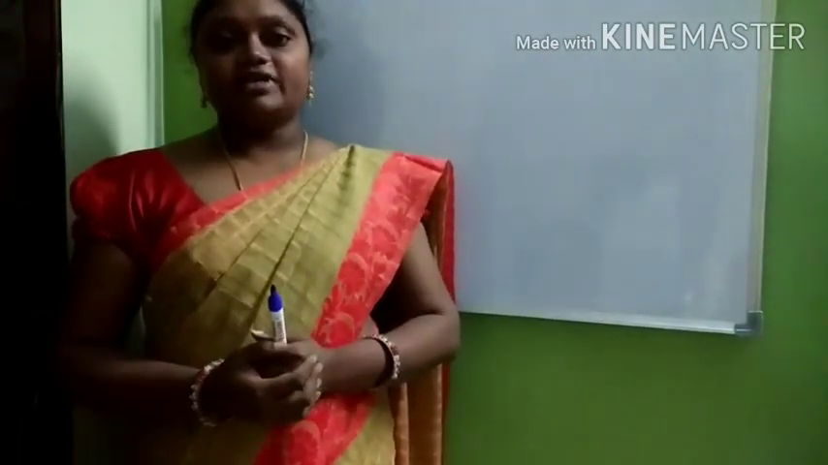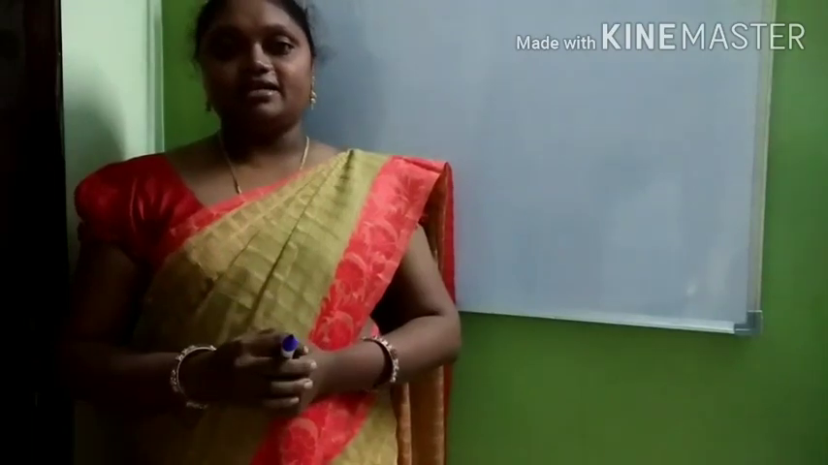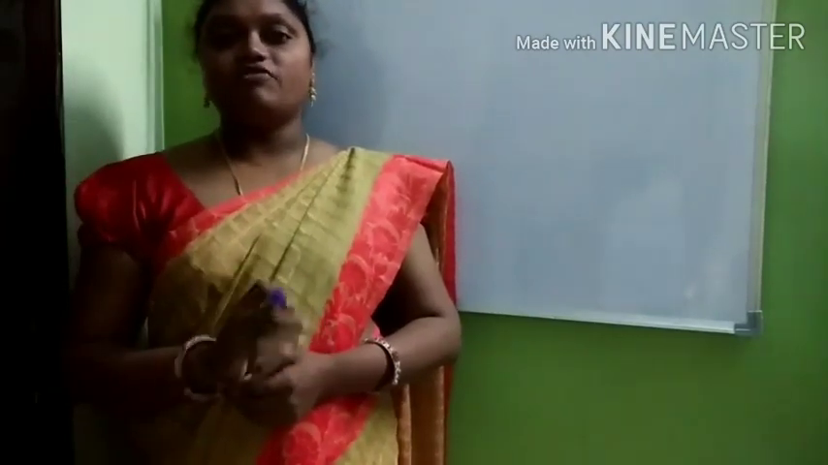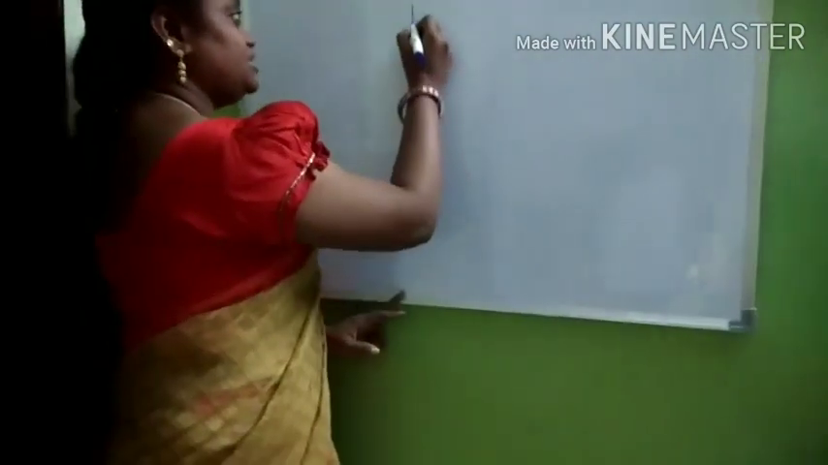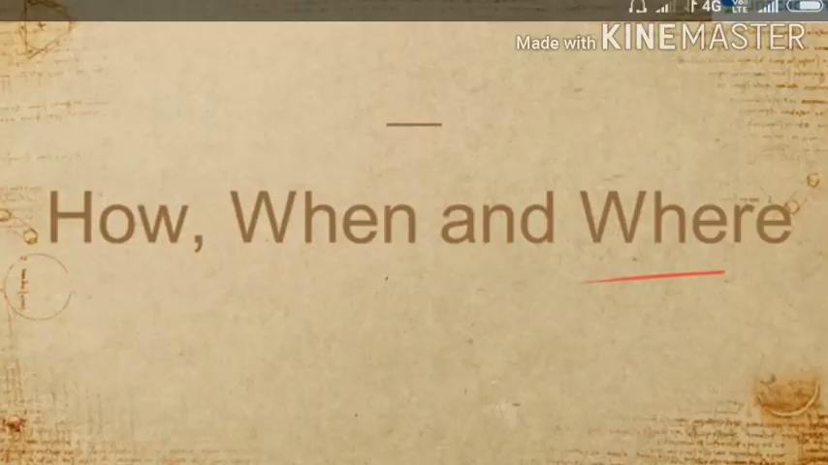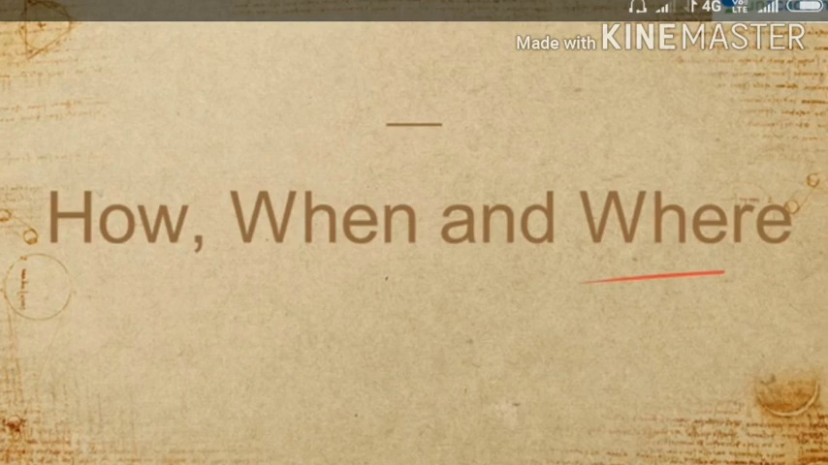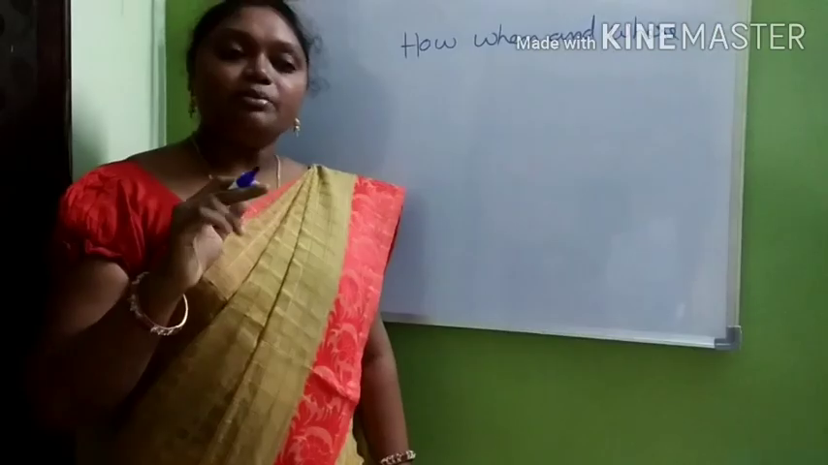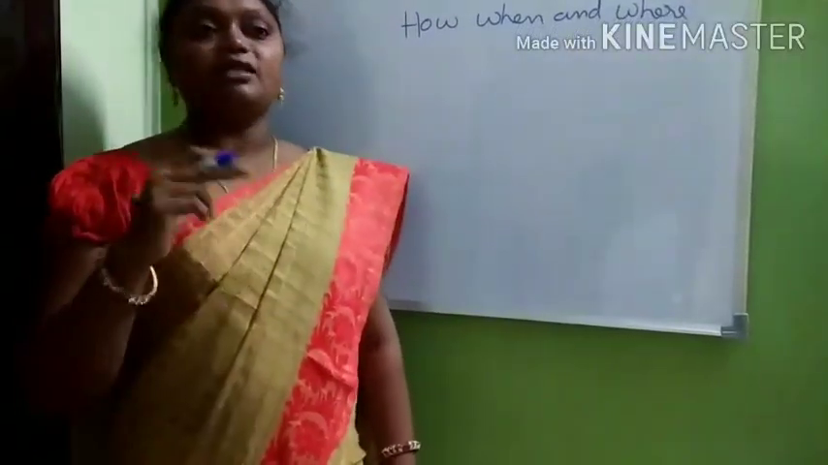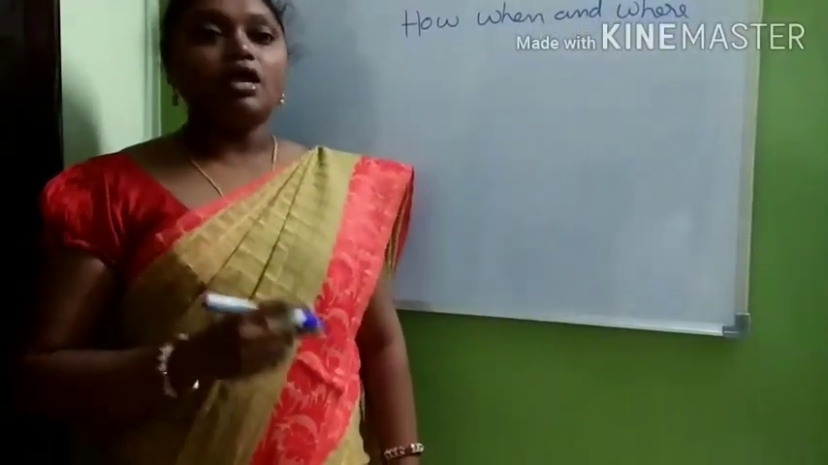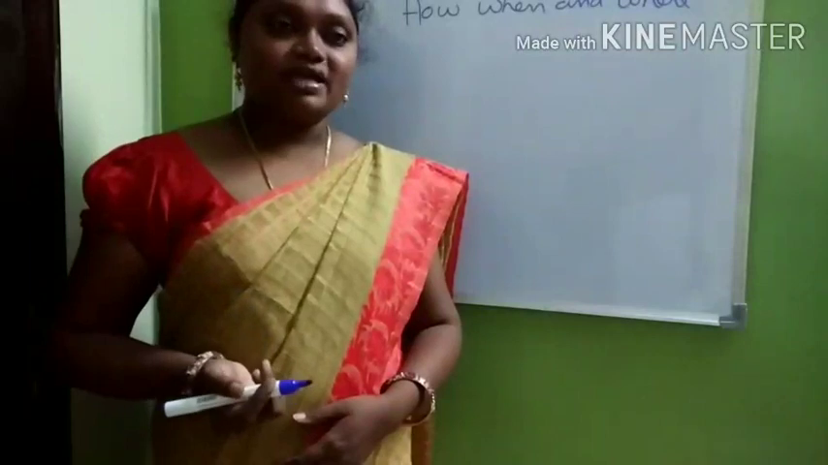Here in 8th grade, the first lesson we are learning is How, When, and Where. The lesson name is How, When, and Where. Okay, you observe this lesson, you are able to use the present tense and the past tense also. How did the topic come?